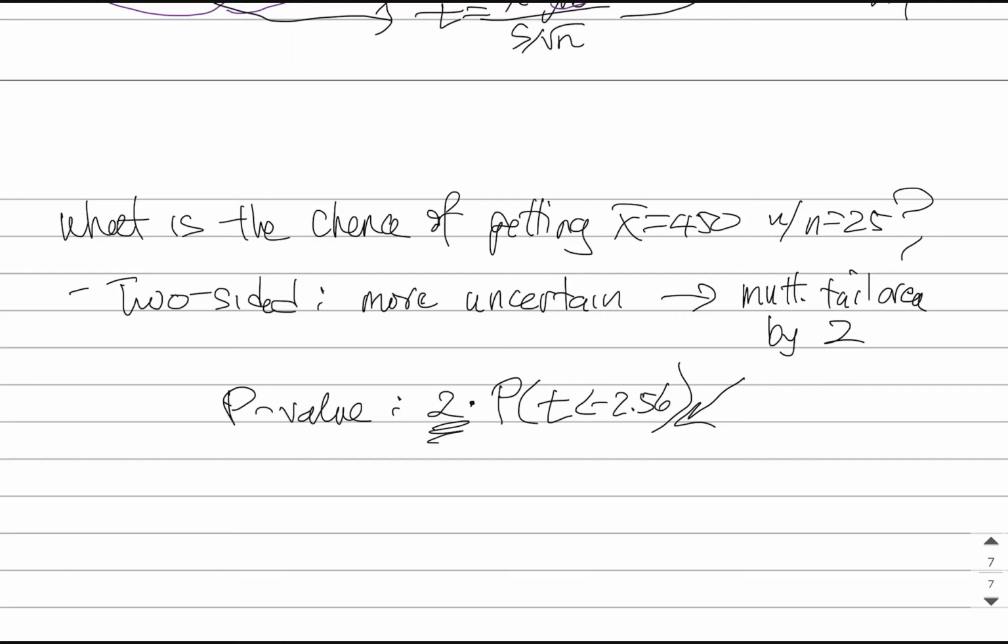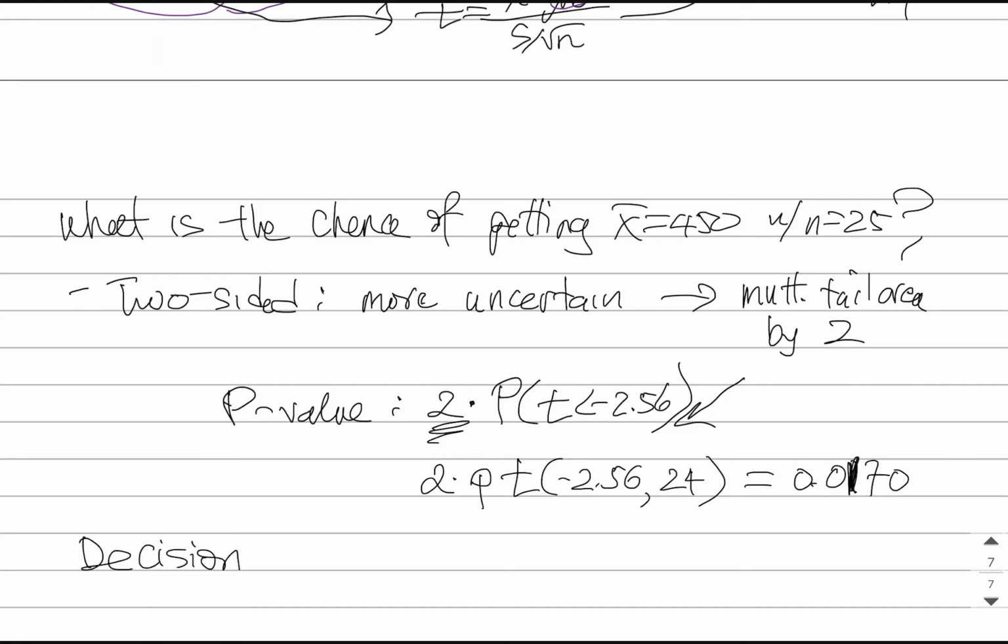So when we go through, we can calculate this as we normally would. And all you do is you can use the pt function. And so in R, this would be 2 times pt of negative 2.56 with 24 degrees of freedom. And you should get 0.0170. And that's with the doubling. So now you have to make a decision. Do I have a rare sample here, or do I have the wrong mu naught? Is the claim wrong?